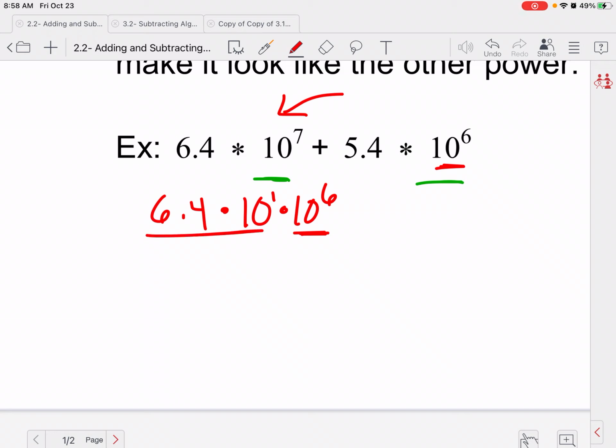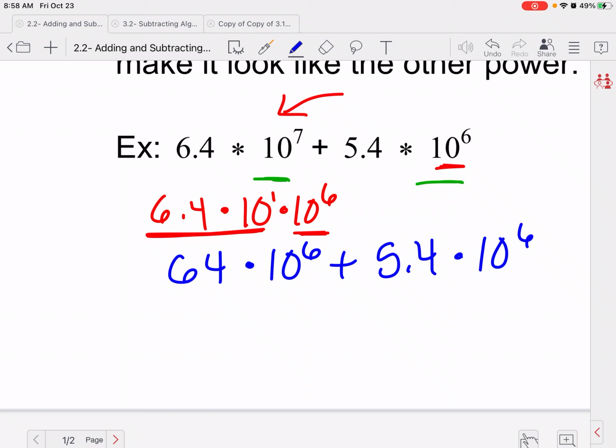Well, if I do 6.4 times 10, which we did on our last test, 6.4 times 10 is 64 times 10 to the 6th. Now that's not proper scientific notation, but I'm not going to worry about that till the very end. So now I have the powers of 10 looking exactly the same. Since I'm adding, I can do 64 plus 5.4, which would be 69.4. And again, I always bring down that 10 to the 6th.